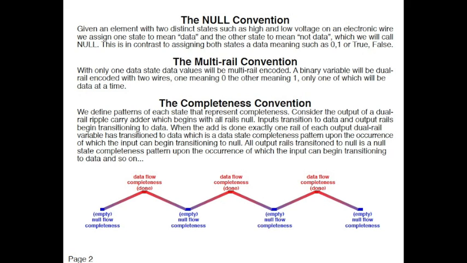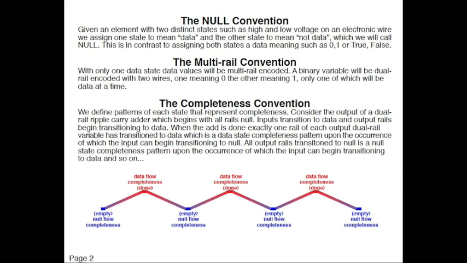Next is the multirail convention. With only one data state, the values of data variables have to be represented with multiple rails or multiple wires. A binary variable, for instance, will be dual rail encoded with two wires, one meaning 0, the other meaning 1, only one of which will be data at a time. In the completeness convention, we define patterns of each state that represent completeness. So there are patterns of data completeness and patterns of null completeness.